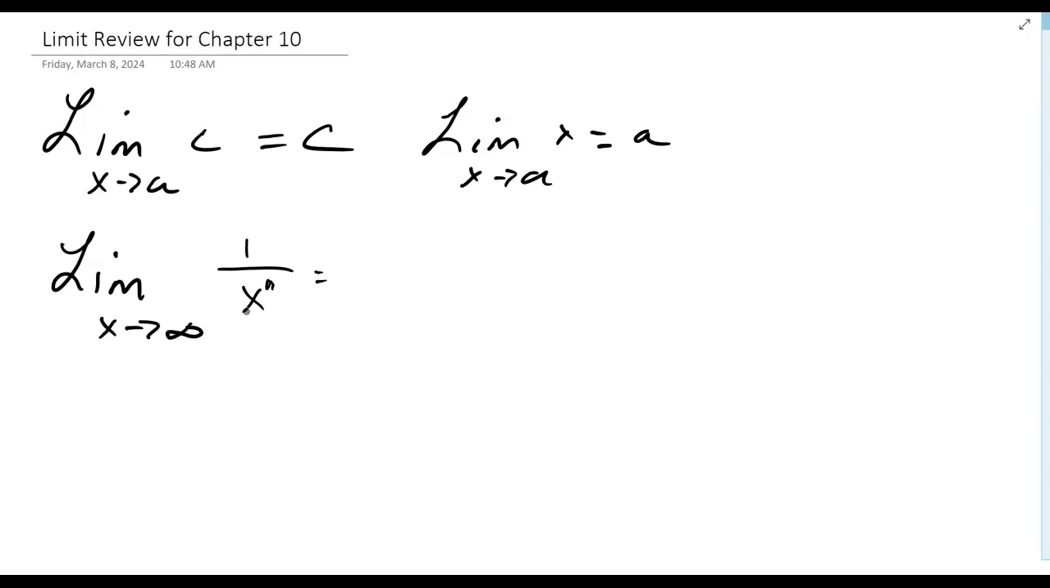While it will never get to 0, it will certainly approach 0, which is the whole definition of a limit. Remember, it's not going to equal it. 1 over x to the n will never equal 0. But the limit as x increases, regardless of what n is, even if it's just 1, will get closer and closer to 0. And this can be expanded to polynomials.